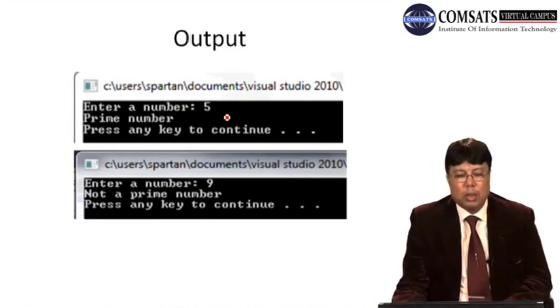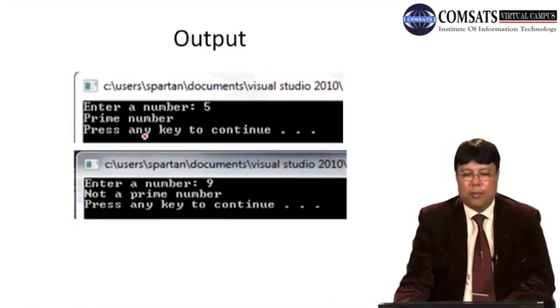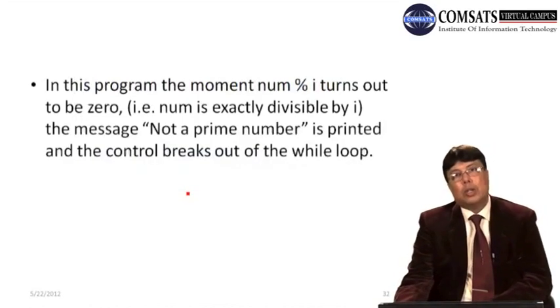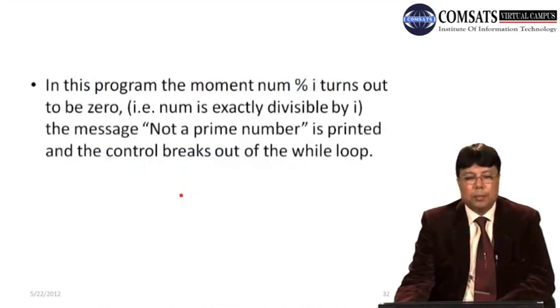So this is the output. If you enter a number 5, the system will say press any key to continue. This is a prime number. If you enter a number equal to 9, not a prime number, press any key to continue. Okay.